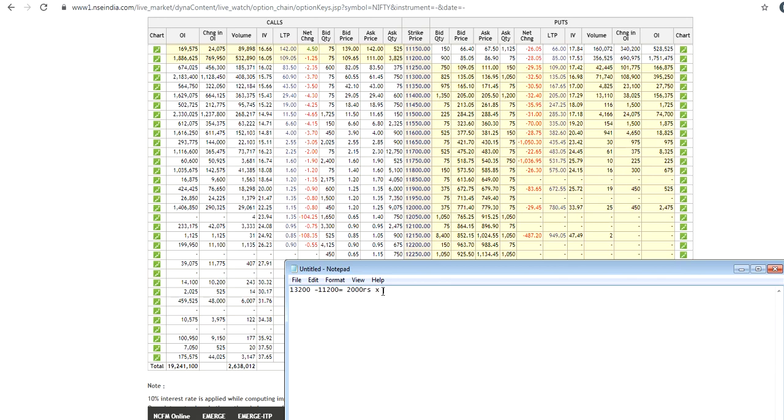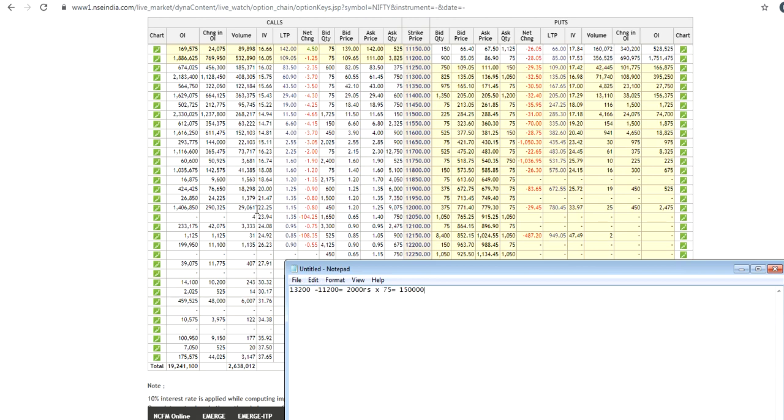So let's say this is Nifty. Nifty has a lot size of 75, so this will be the profit for the option buyer. But at the same time, since it's a zero-sum game, option sellers will have to pay this amount, which means this will be the loss for option sellers.